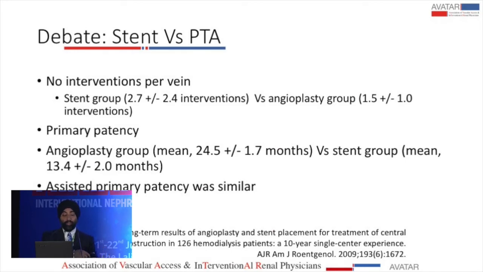The stent group actually had more interventions compared to the angioplasty group. And then the primary patency also was better in the angioplasty group. So perhaps if those lesions are different, and there are different pathologies that we are dealing with, a fibrotic lesion which tends to open up may be different than probably an external compression or a more elastic lesion which tends to collapse back despite repeated procedures in these patients.